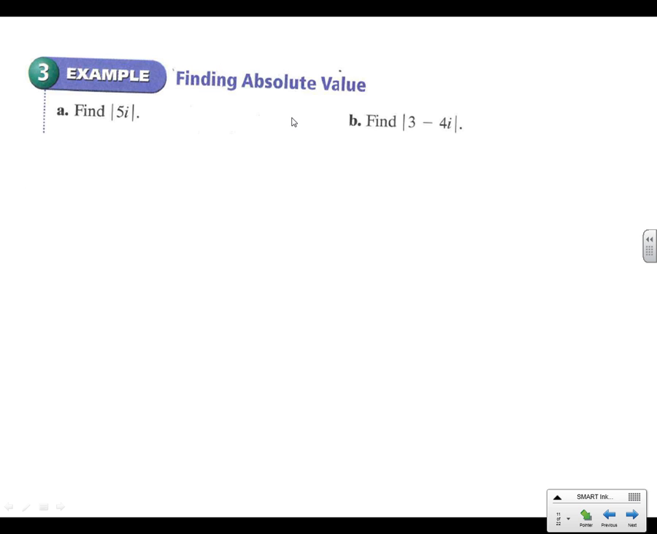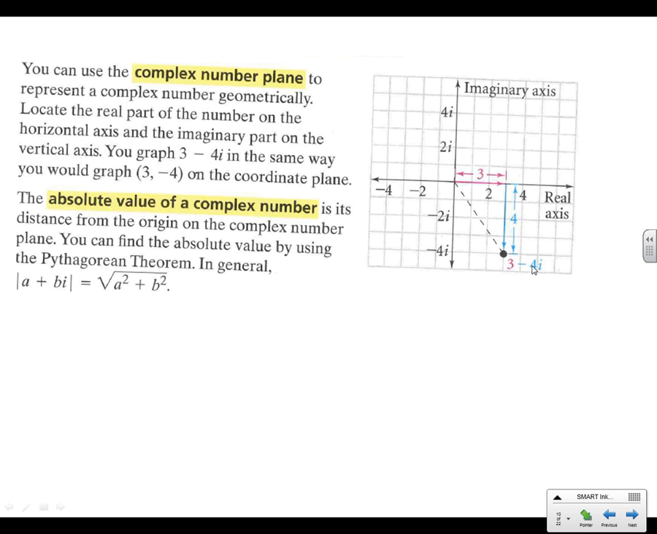So now with that, we want to find the absolute value. And the absolute value is the distance from the origin to the dot. So look at what we have here. We have a nice right triangle. We can use the Pythagorean theorem. And that's what it says here.